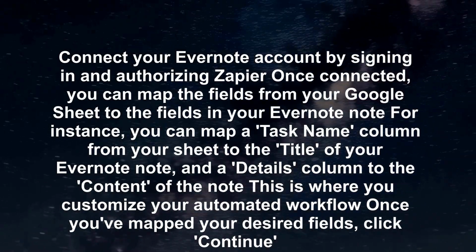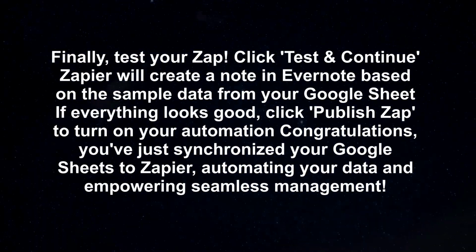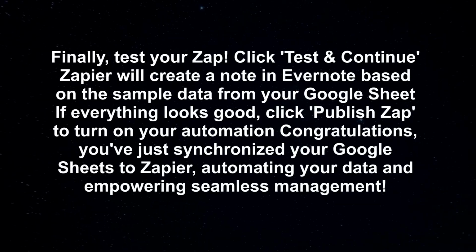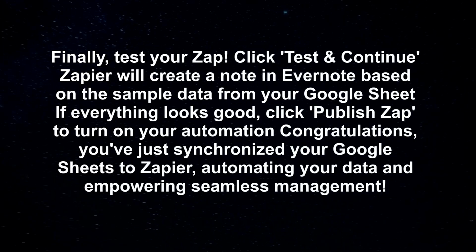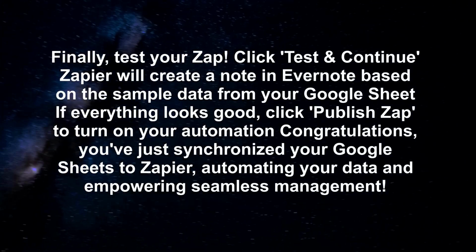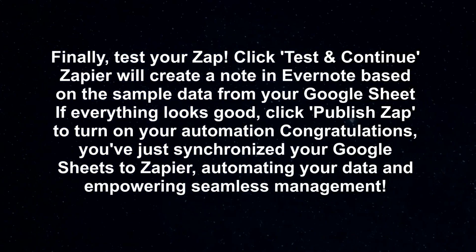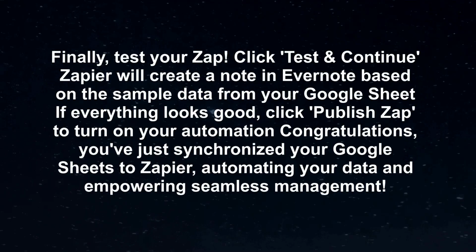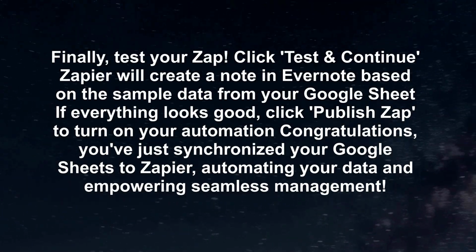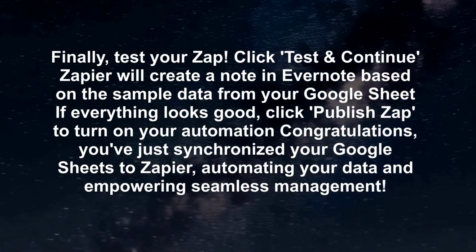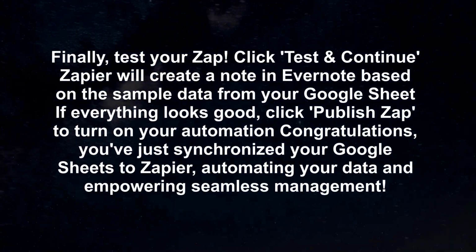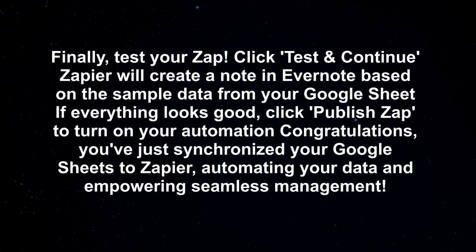Once you've mapped your desired fields, click Continue. Finally, test your Zap. Click Test and Continue. Zapier will create a note in Evernote based on the sample data from your Google Sheet. If everything looks good, click Publish Zap to turn on your automation. Congratulations! You've just synchronized your Google Sheets to Zapier, automating your data and empowering seamless management.